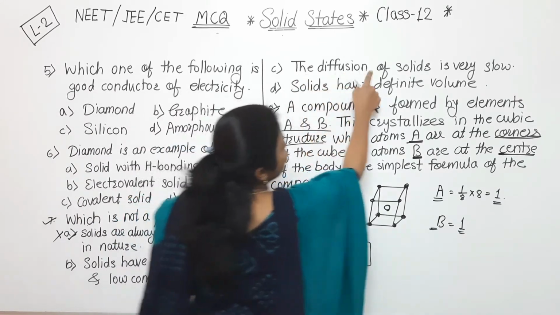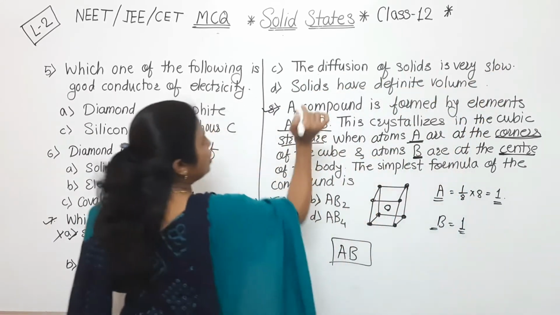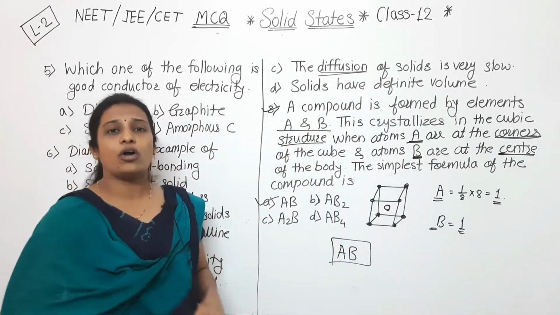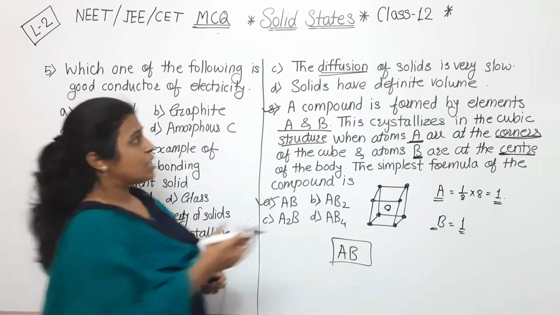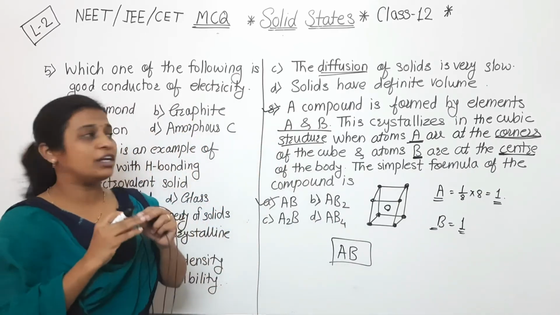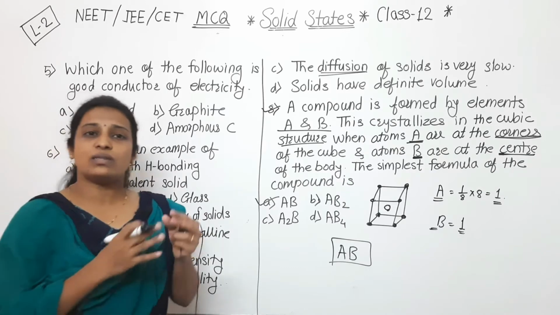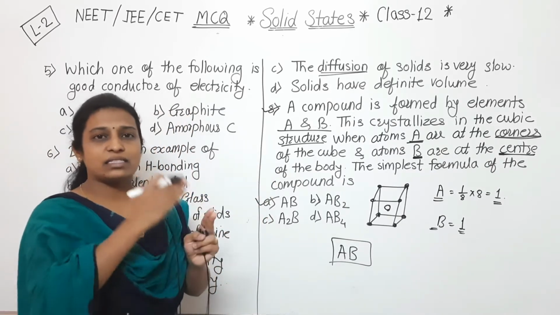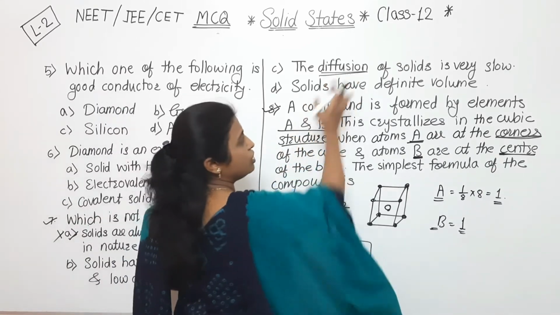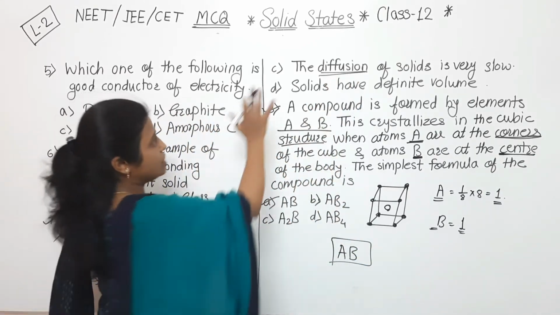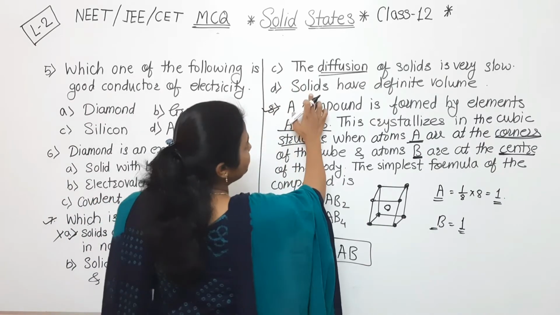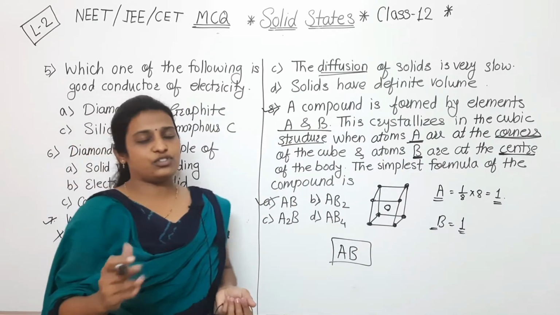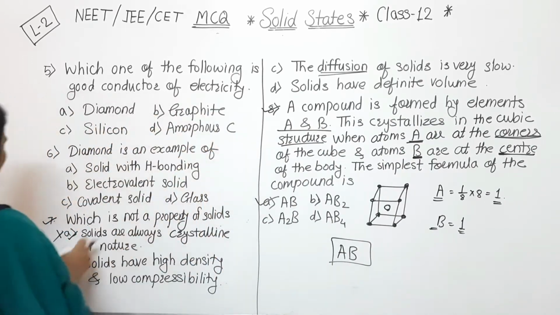Next one: the diffusion of solids is very slow. Now what is meant by diffusion? Diffusion is a property of a substance which is based on the motion of the particles. As we know, solids have very slow diffusion, but in gases, diffusion is the fastest, and as the temperature increases, the diffusion rate also increases. So that's all about option C. Next one: solids have definite volume. Yes, solids have definite size, shape, as well as volume. So here we have completed that MCQ.